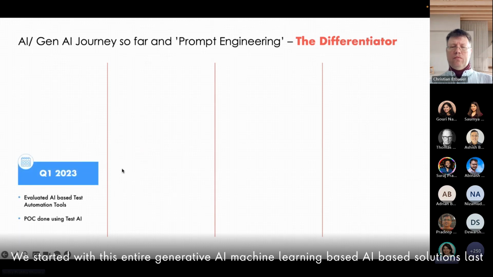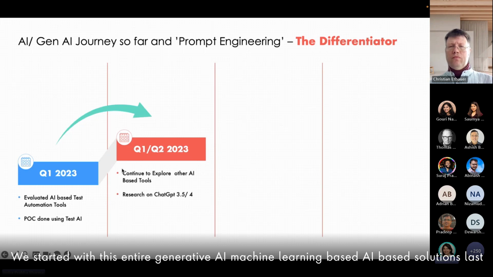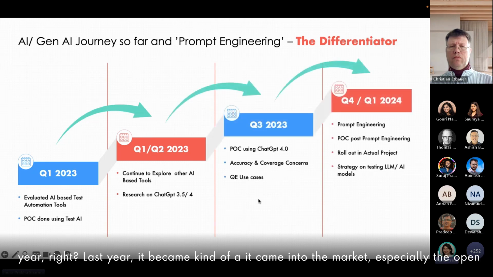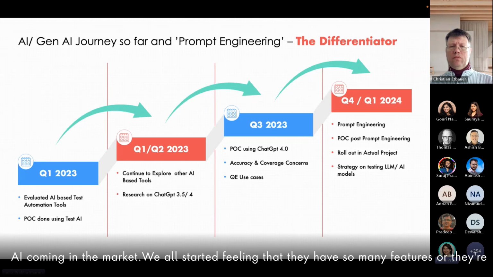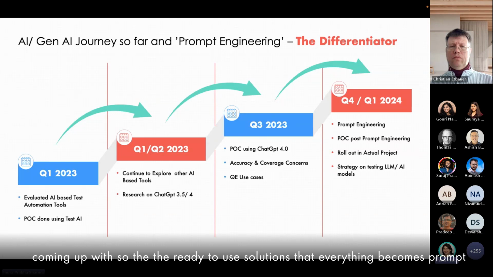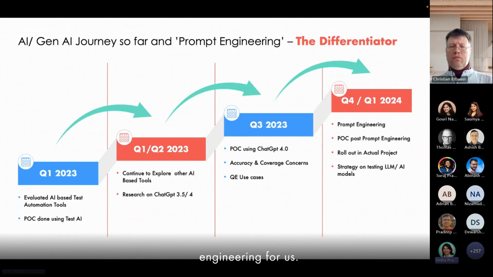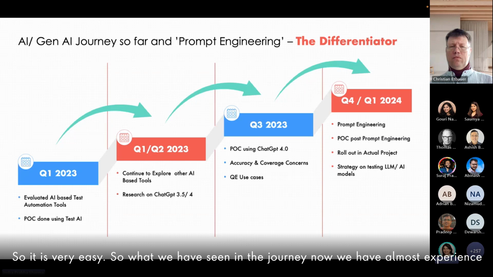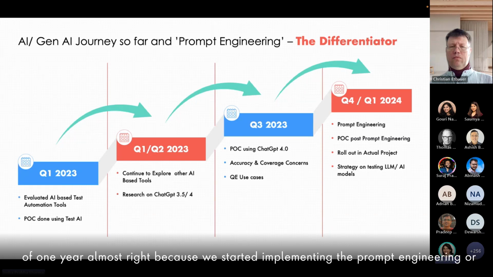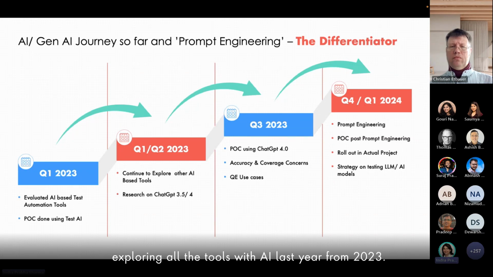We started with generative AI, machine learning and AI-based solutions last year, right? Last year it came into the market, especially with OpenAI coming in. We all started feeling that they have so many features, and are coming up with such ready-to-use solutions, that everything becomes prompt engineering for us. So it is very easy. What we have seen in the journey now, we have almost one year of experience, because we started implementing prompt engineering and exploring all the AI tools from 2023.